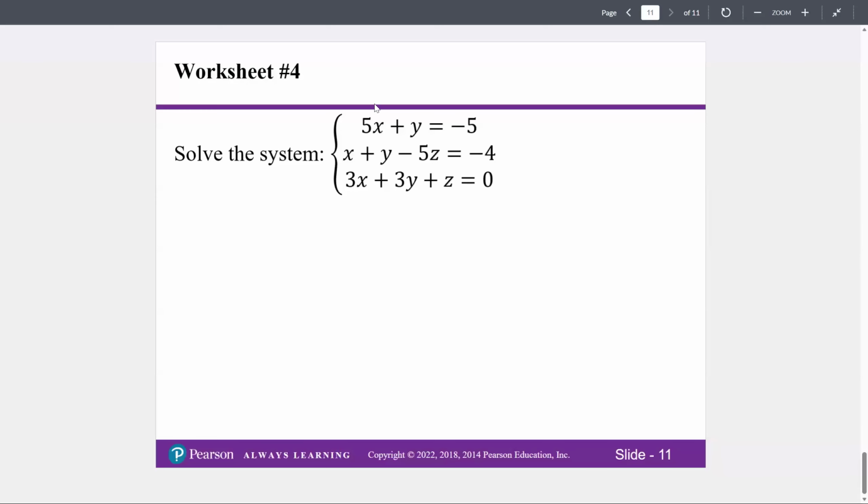All right, so our last one, we have an interesting set of equations. We have 5x plus y equals -5. So we have an equation that's only two variables, but we see that we have two more equations that do have x, y, and z. We have x plus y minus 5z equals -4, 3x plus 3y plus z equals 0.